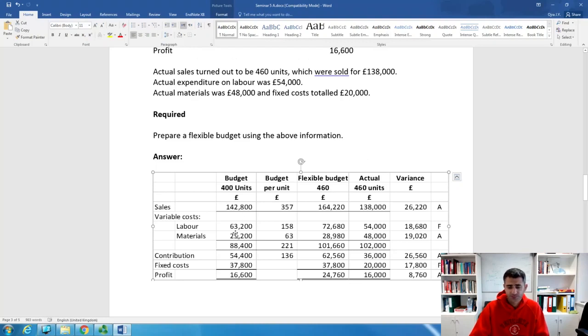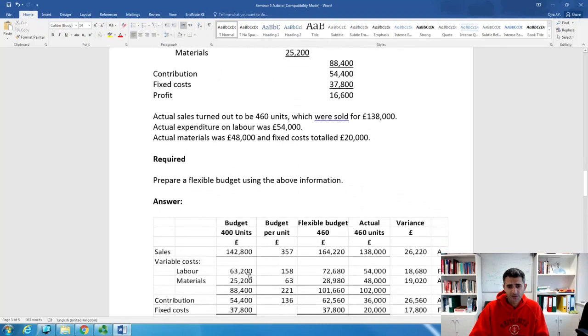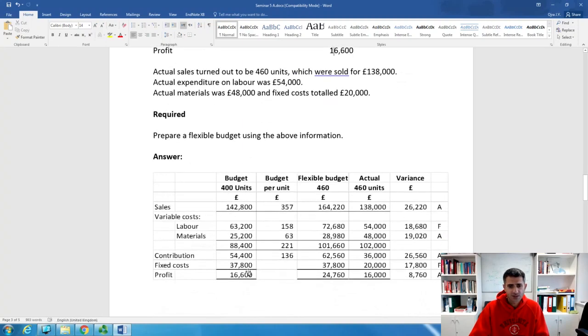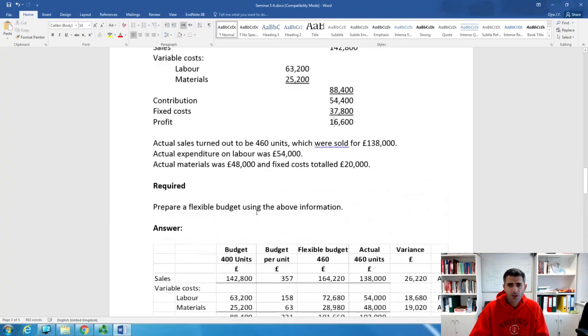Yeah, budget 400 units, sales as you see, minus variable cost which is labor and material, here we go, and contribution and the fixed cost and the profit for the year as you see. So you just copy paste this is the static budget.